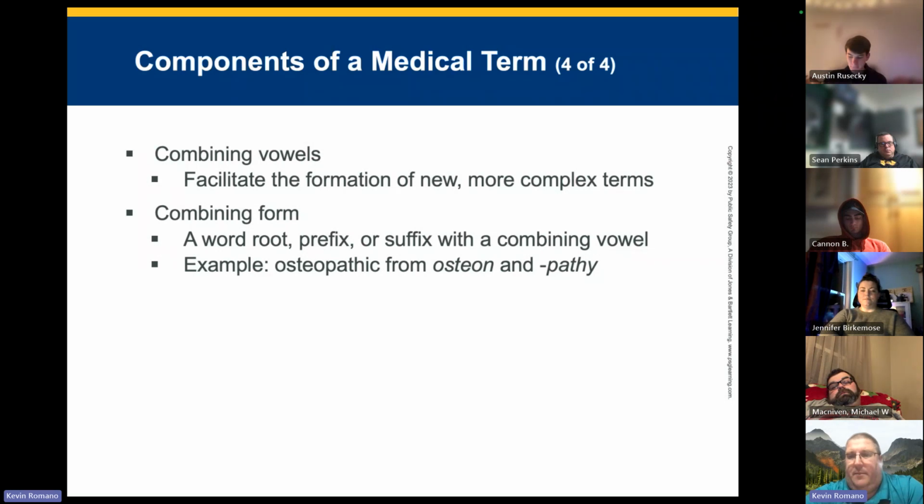So, guidelines for adding combining vowels to root words. We're going to use a combining vowel before a suffix that begins with a consonant. So cyto, C-Y-T-O, and then logy. And then we can use our combining vowel to join root words, like gastroenteritis, which if you break that down, anything that ends in itis is inflammation, in the gastro or the intestines, right? So anything in the gastro section. Do not use a combining vowel before a suffix that begins with a vowel.